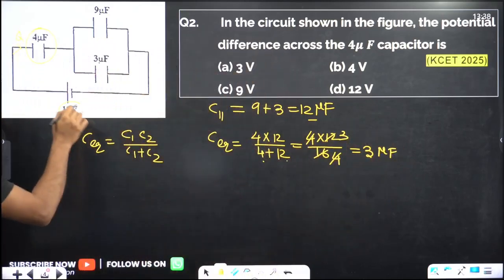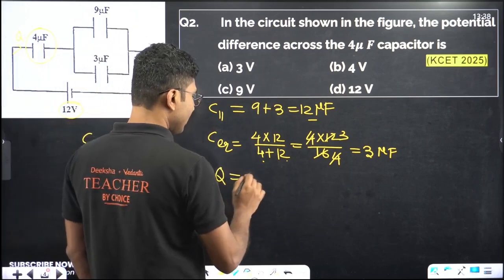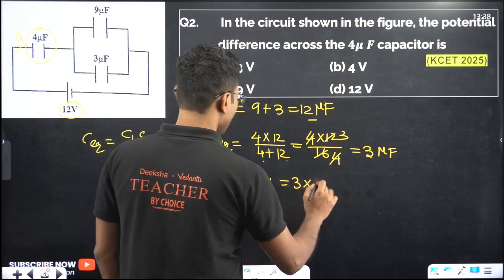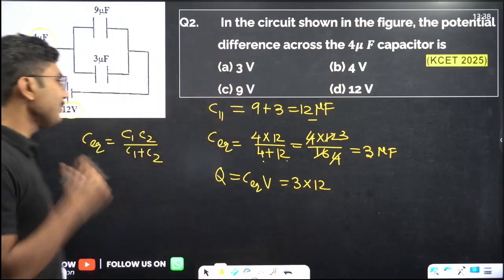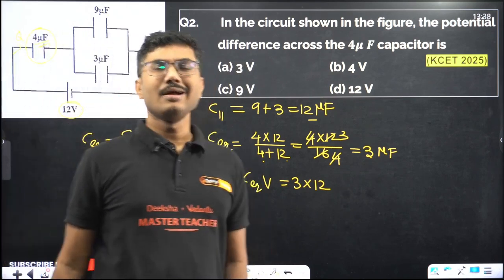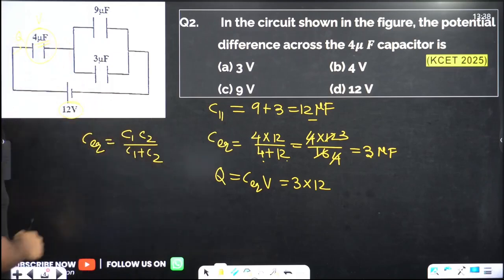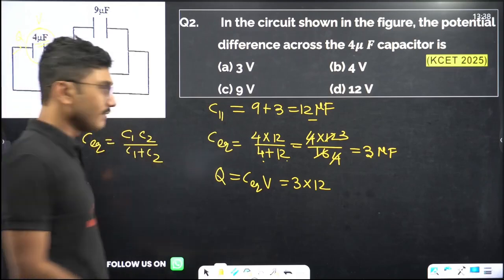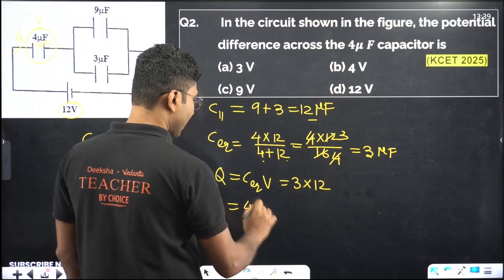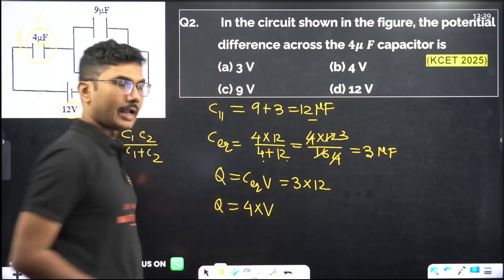The voltage source is 12 volt. So how much charge is passing through this? Charge equals C into voltage. So that is 3 into 12. The same charge is also passing through the 4 microfarad because it is connected in series combination. So if the voltage across the 4 microfarad is say V, then the same charge is also passing through it, that is 4 into V, right? Both should be equal.